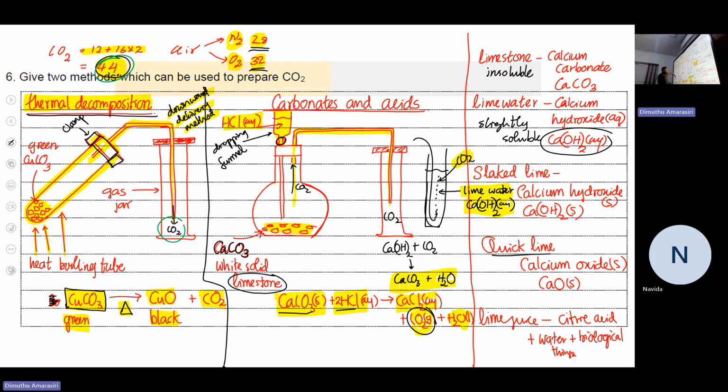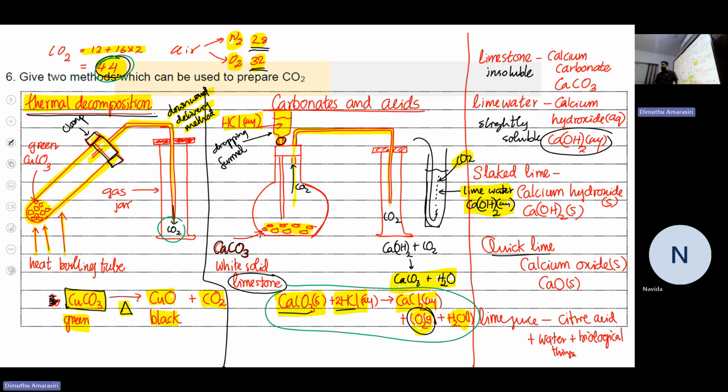Downward delivery technique. We don't use the word displacement technique. We need downward delivery. That means carbon dioxide is sent down and collected in a gas jar. And another way that carbon dioxide was produced, the carbonate and acid reaction, that carbon dioxide is also collected by downward delivery.